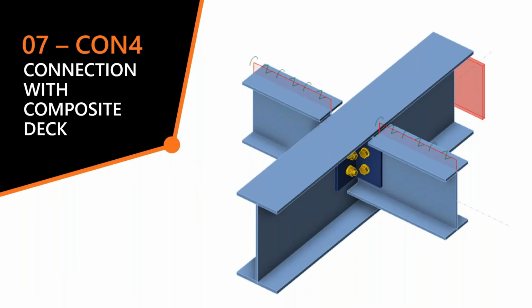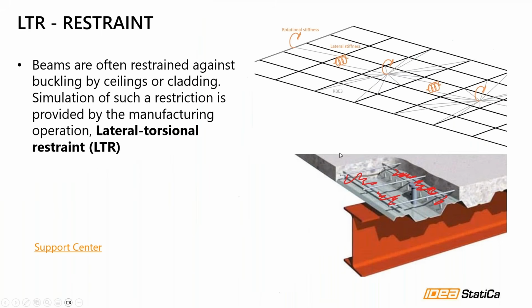As you probably know, if you are a familiar user of IDEA StatiCa, we are not able to export the composite deck. We are just importing all the steel structures. So you need to do some steps also in reality on the construction side to fulfill the assumption inside IDEA StatiCa. So at first, about the constraint that will be used, that is substituting the composite slab. We just developed this lateral torsional restraint, not only for composite decks or slabs. This is also for sandwich panels and many more uses.